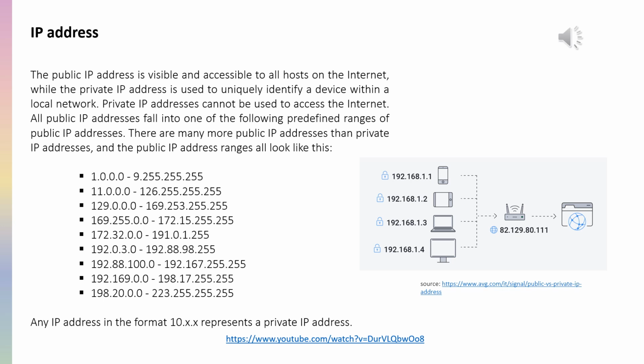All public IP addresses fall into one of the predefined ranges of public IP addresses. For example, 172.32.0.0, 192.0.3.0. These are examples of public IP addresses. There are many more public IP addresses than private IP addresses. But if we see an IP address in the format 10.x.x, we can be sure it represents a private IP address.